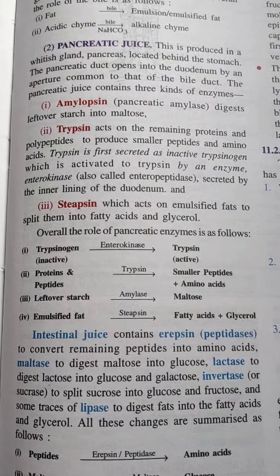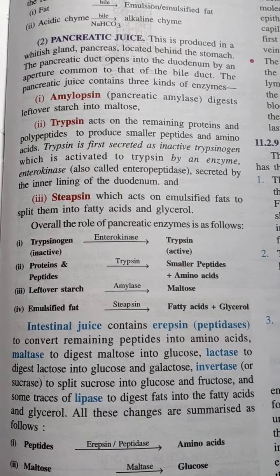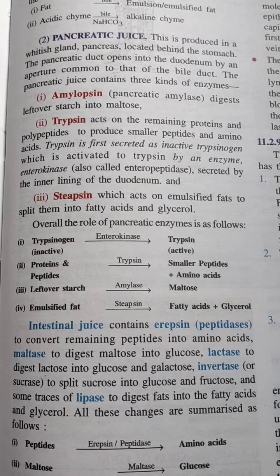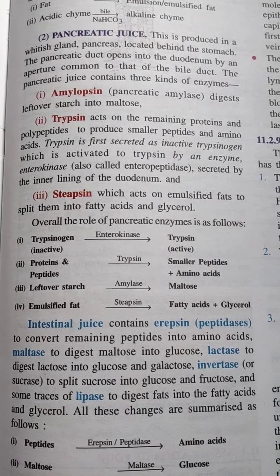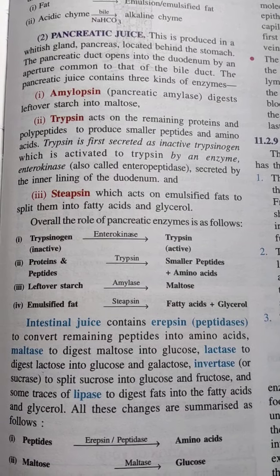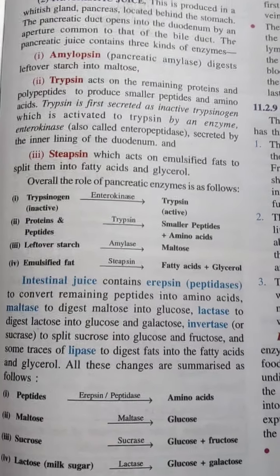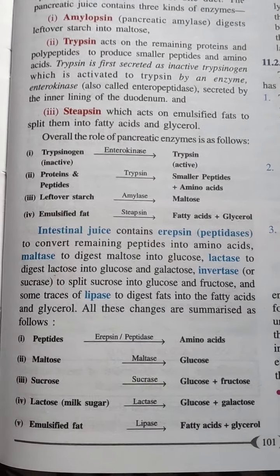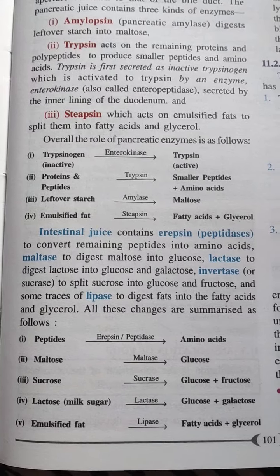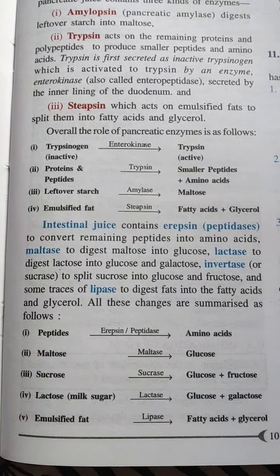Now the proteins and peptides are being acted upon by trypsin to form smaller peptides and amino acids. Leftover starch are acted upon by the amylase, that is amylopsin actually, forming maltose, and emulsified fat are acted upon by the steapsin, forming fatty acids plus glycerol. Okay. Now, intestinal juice contains a lot of enzymes. Erepsin, known as peptidases, that is acting on peptides and converting them to amino acids.